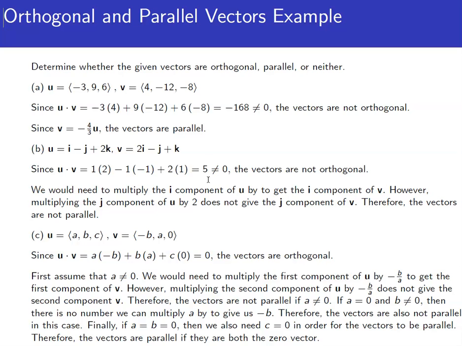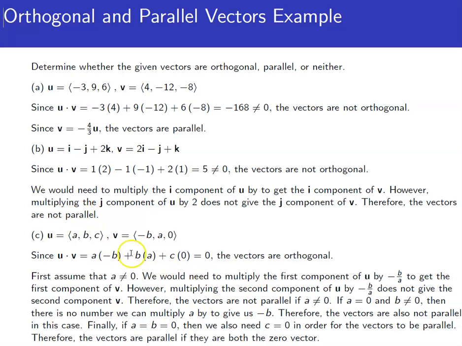Now do the same process like we did for part A to check whether or not they're parallel. In order to get 2i from i, I would have to multiply u by 2 to get that first component to match up. However, if I multiply -j by the same constant, that 2, I get a -2j. I don't get -j. So I do not get the j component of v. So in particular, v is not a constant multiple of u, and vice versa. Therefore, they're not parallel. So in this case, they're neither orthogonal nor parallel.